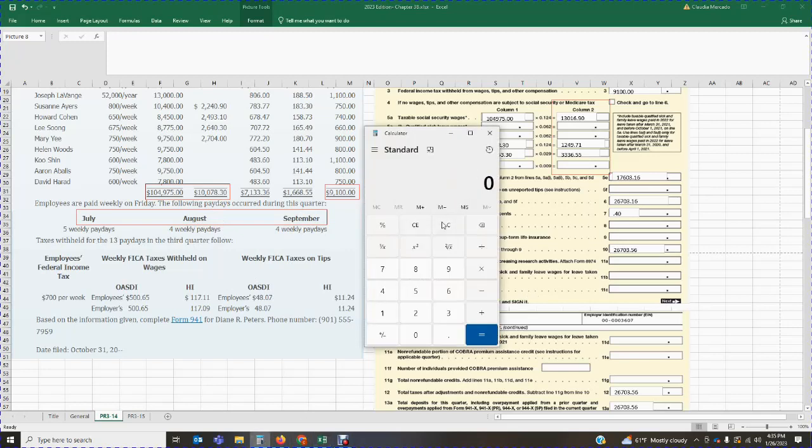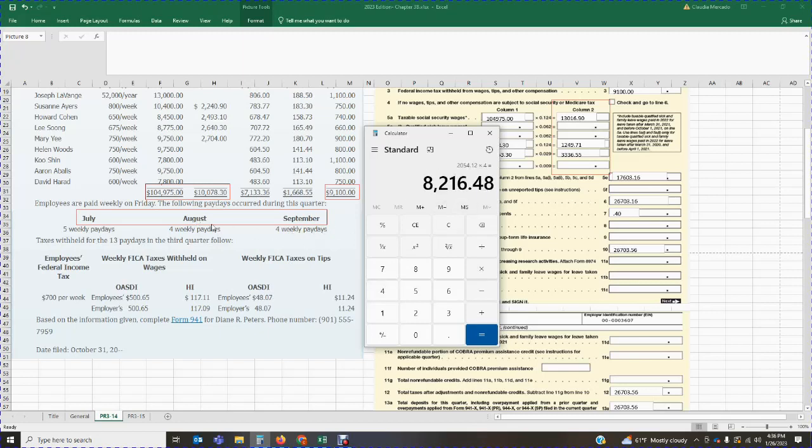Let's do this for practice. 700 for federal income tax, 565 for the employee, 565 for the employer, 117.11 for the employee, 117.09 for the employer, 48.07 employee, 48.07 employer, 11.24 employee, 11.24. That gives me 2,054.12. Okay, and we multiply that by the number of paydays in August, which is 4. So that will be 8,216.48.